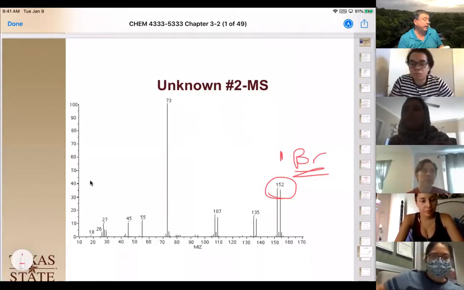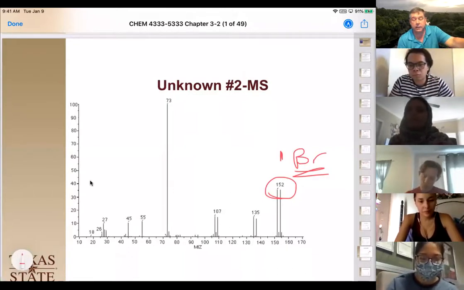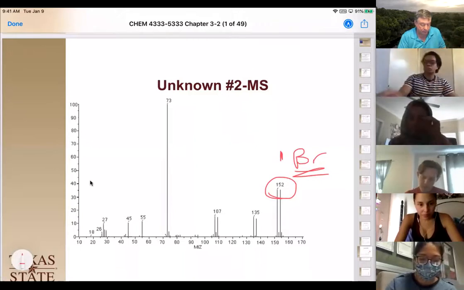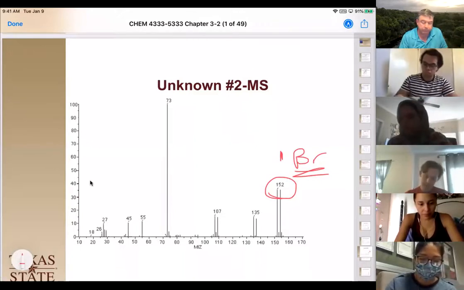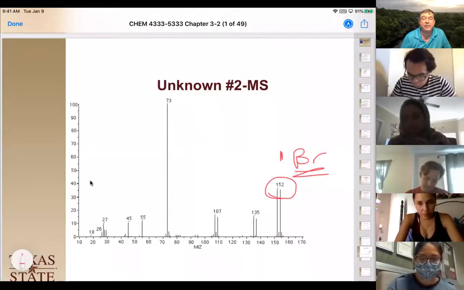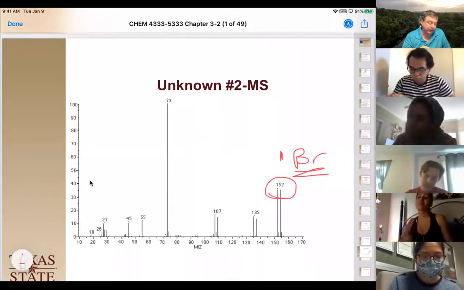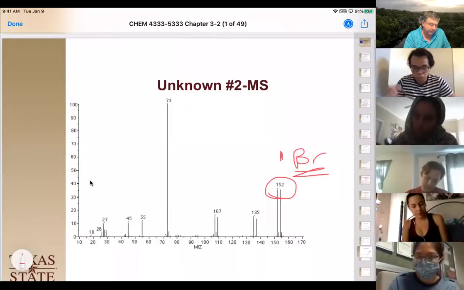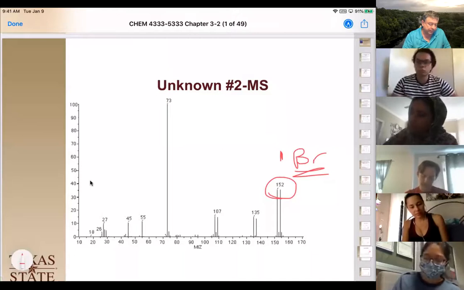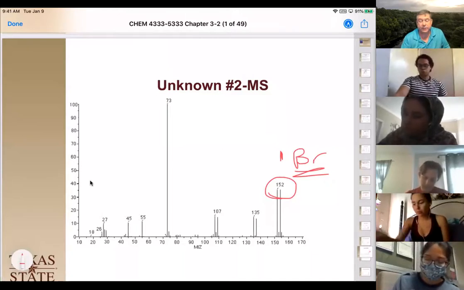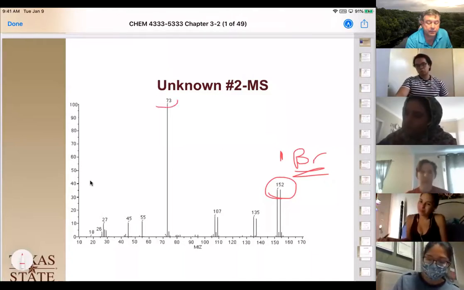So let's go ahead and calculate our beginning empirical formula. What we're going to do is take our peak here and subtract out 79. So we're going to take our bromine away and figure out what we have left. 152 minus 79 is equal to 73. Oh, well, we should have predicted that because of this peak here.